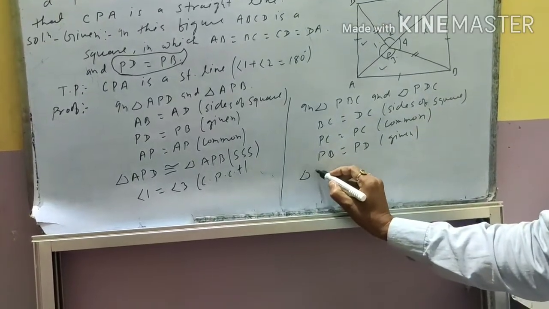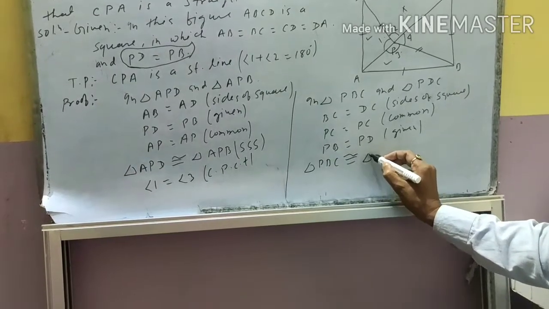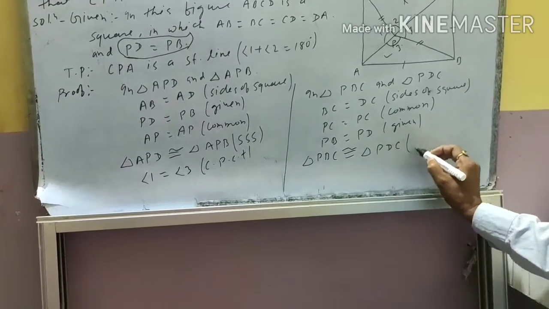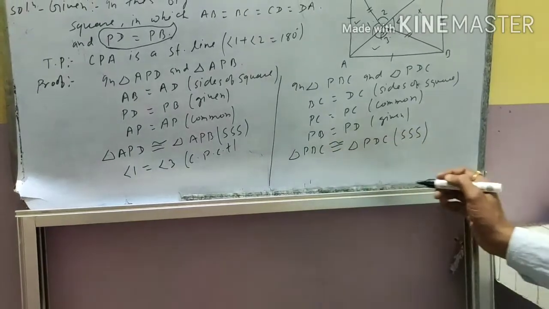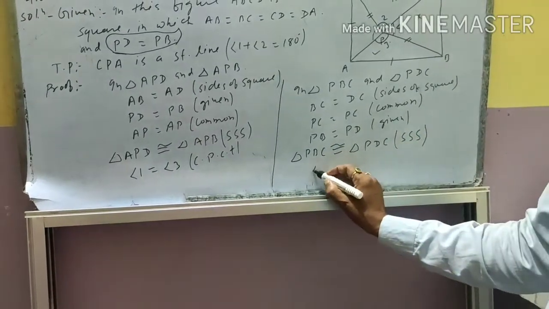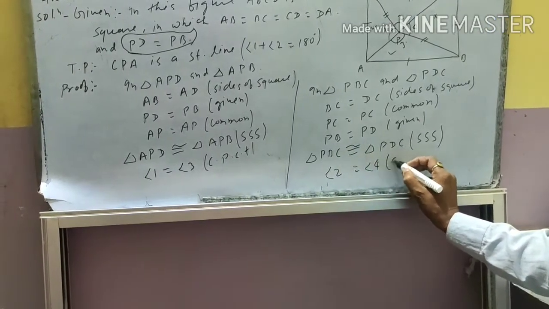So triangle PBC is congruent to triangle PDC. The reason is SSS. By SSS criteria, these two triangles are congruent. By CPCT, angle 2 is equal to angle 4.